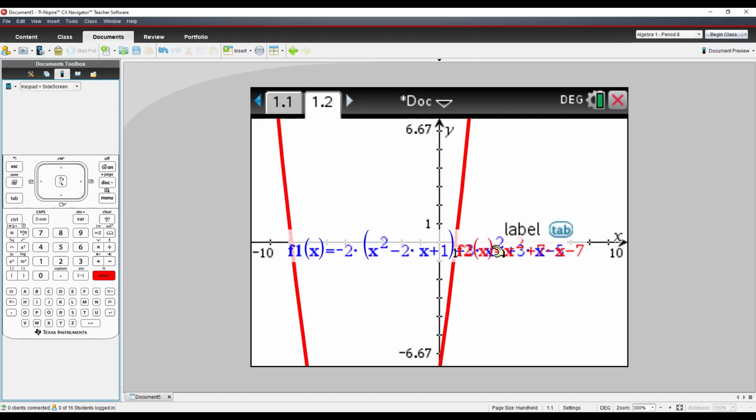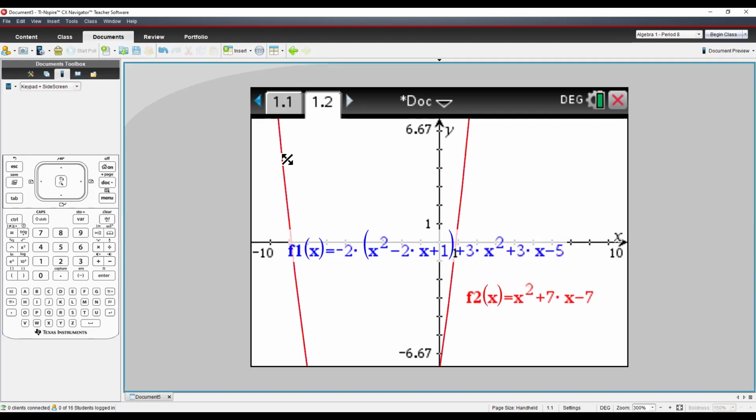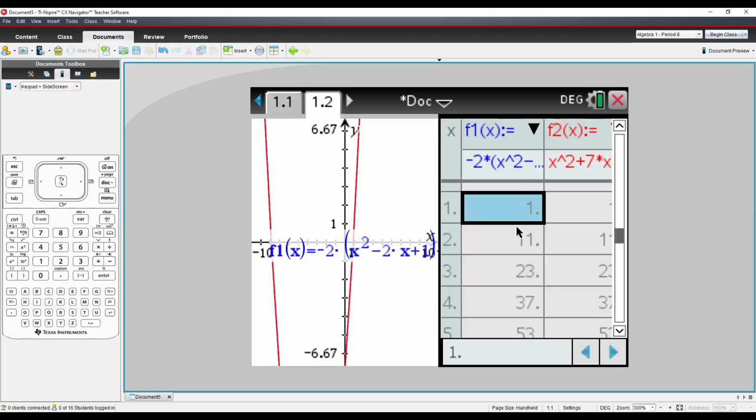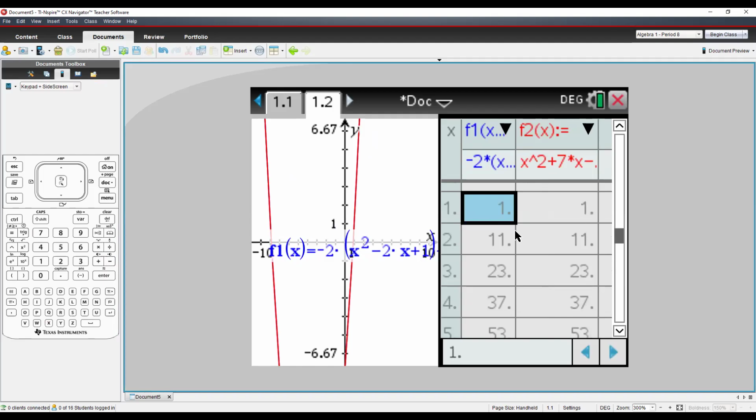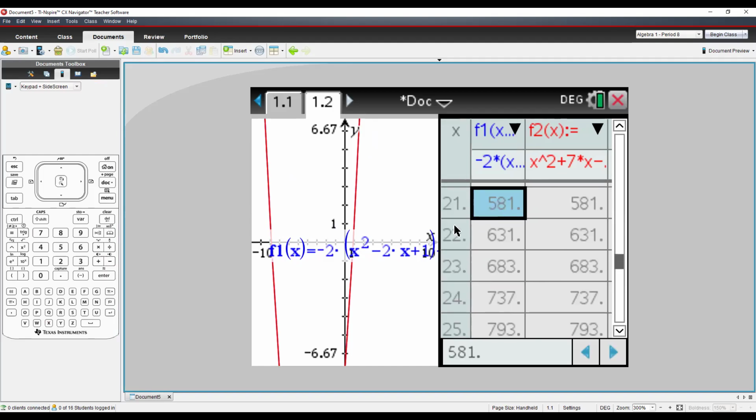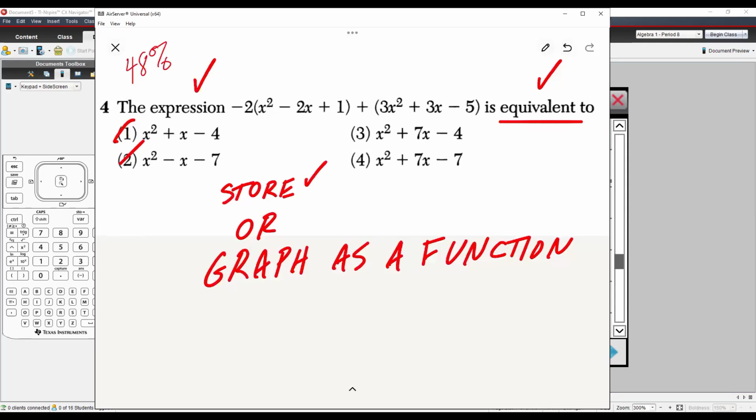What you notice is that the blue went away and now it's red because they're the same functions. And because they're the same function, that means they're equivalent. Now, if you wanted to, I'm going to do Control T and look at the table. They both have the same output. When the input is 2, they have 11, 3, 23, 4, 37. Doesn't matter where you go, they all match. So that means that these 2 functions are equivalent, and our answer for this one would be this one.